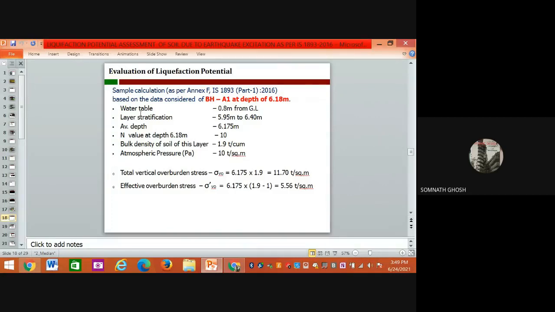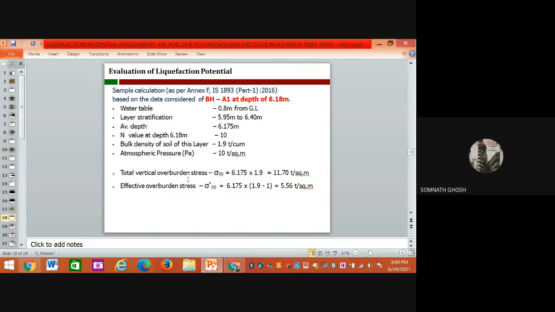Now, here, water table is given 0.8 meter from ground level, layer certification from 5.95 to 6.4. In this particular layer, the soil properties are given. Average depth they have calculated, just this plus this by 2. N value at this level 10, they got it. In Kolkata also it is coming 7, 8 or 10 like that. Bulk density of soil is 1.9. Atmospheric pressure, yes, it is a parameter also, it is required, 10.